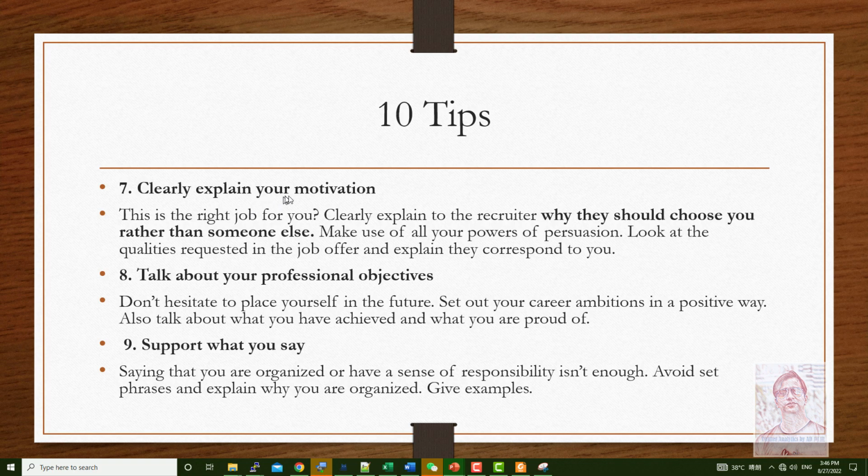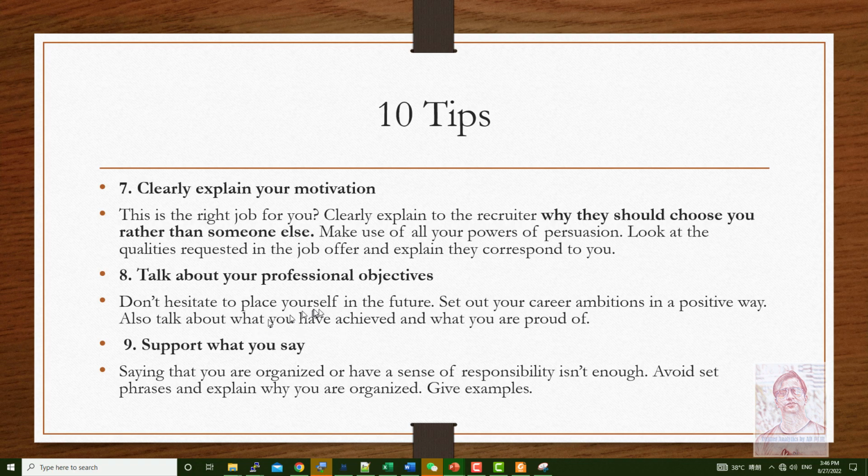Clearly explain your motivation, that is, why they should choose you rather than someone else. So you should be more precise and concise. About this point, especially for a PhD, they may mention what kind of skills they require. So you should also mention those skills in that motivation letter.